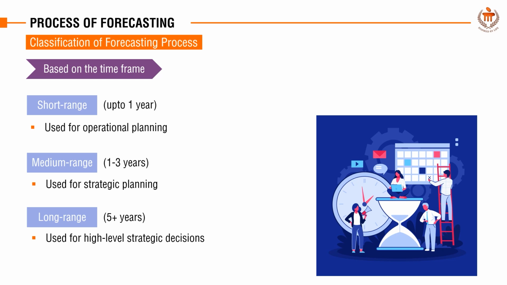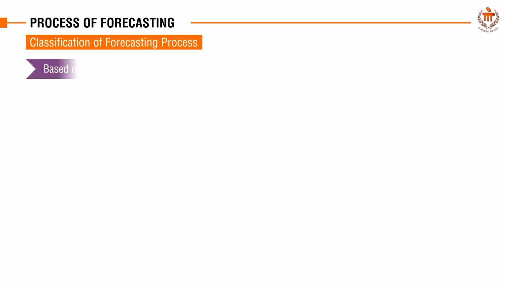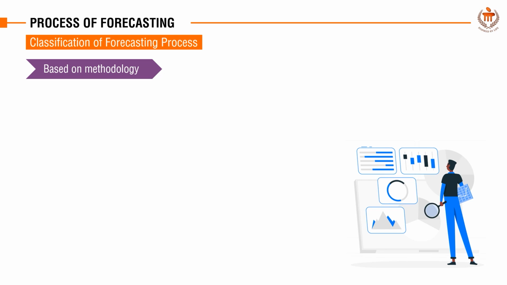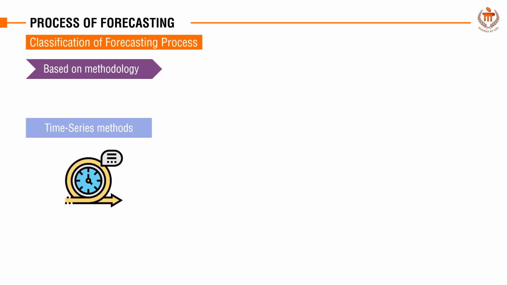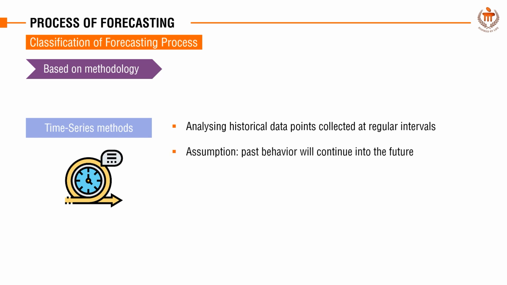and product development. Moreover, the forecasting processes can be classified into three types based on methodology: time series methods, causal methods, and predictive methods. Time series methods involve analyzing historical data points collected at regular intervals to identify patterns or trends over time. This approach assumes that the past behavior will continue into the future, making it effective for predicting short term outcomes. For example, a clothing retailer might use time series forecasting to analyze monthly sales data over several years to predict future sales during the upcoming holiday season.